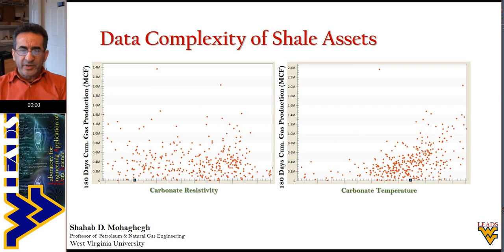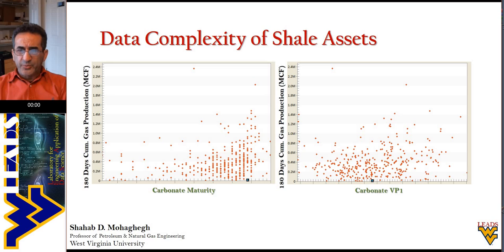The next item is resistivity of the carbonate and the temperature of the carbonate and how they correlate, if there is any correlation between them and the productivity index. Now you look at maturity and VP1.